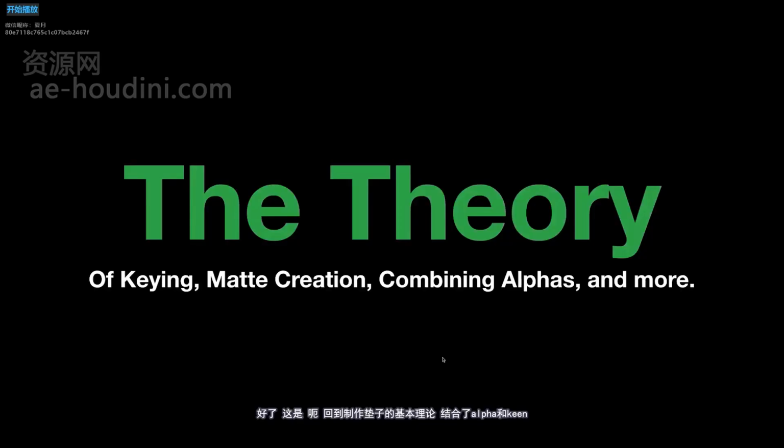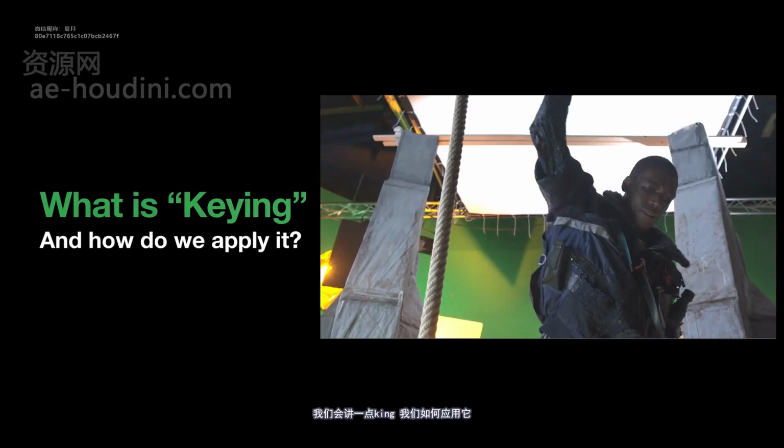All right, so this is back to the basic theory of matte creation, combining alphas and keying. So we're going to talk a little bit about keying and how we apply it. I'm sure some of you already know what keying is, especially if you've taken some of the other classes. But I just want to make sure the fundamentals are covered, to make everyone on the same page so that nobody gets lost along the way.